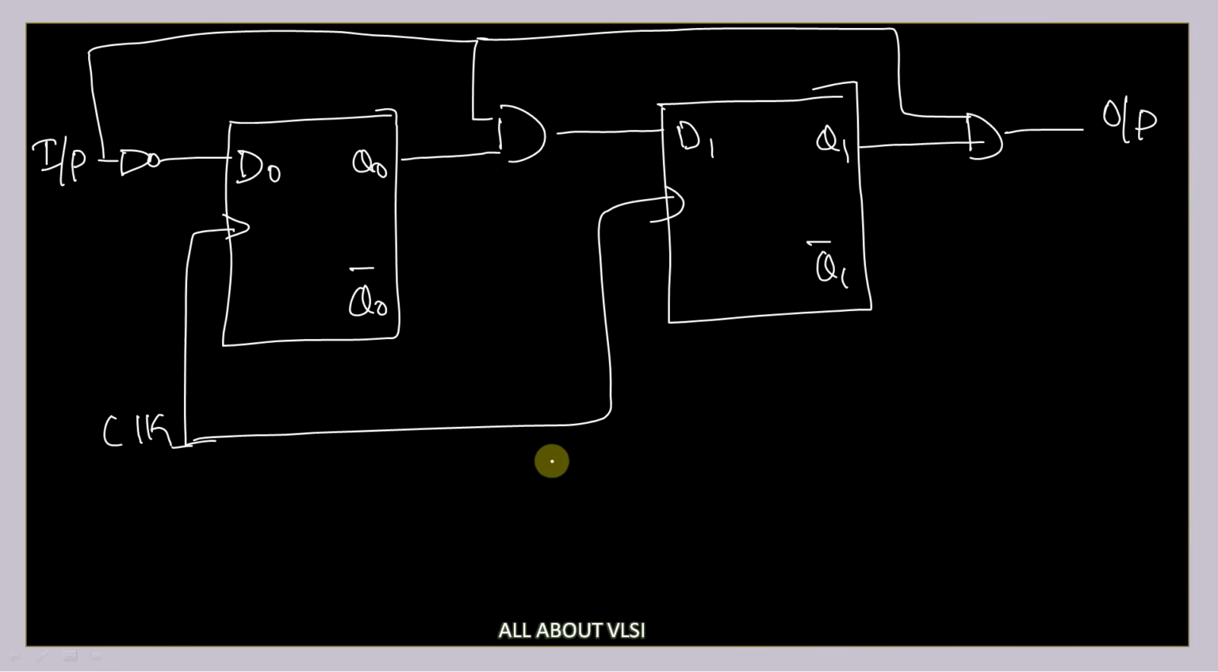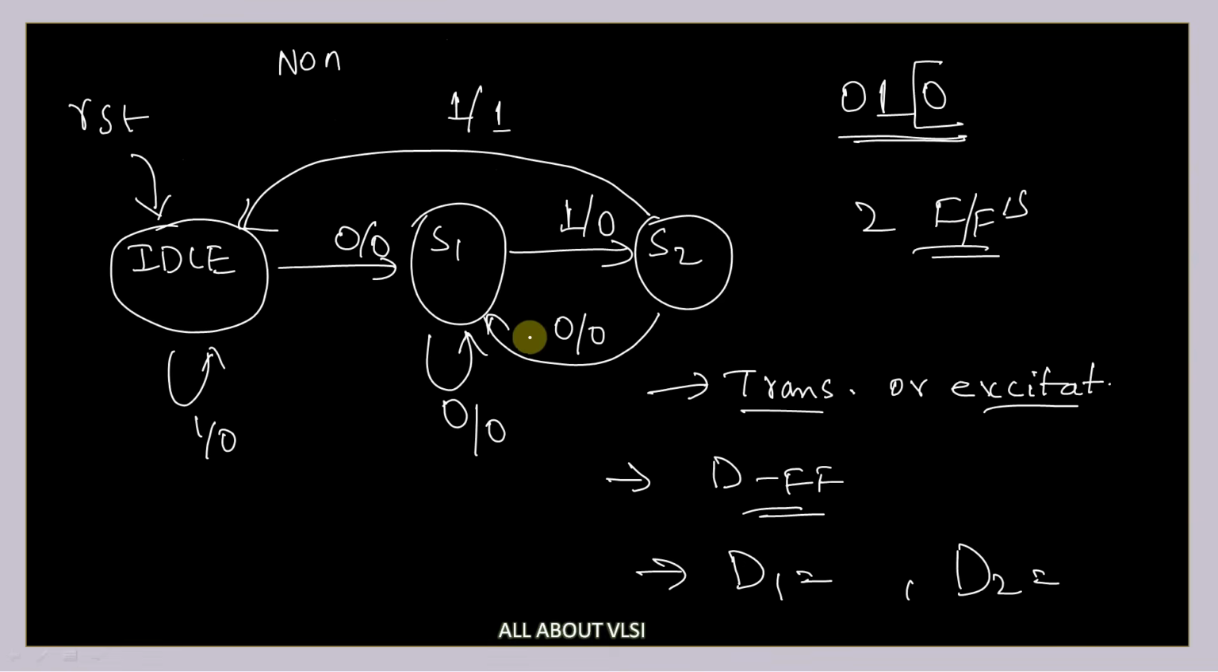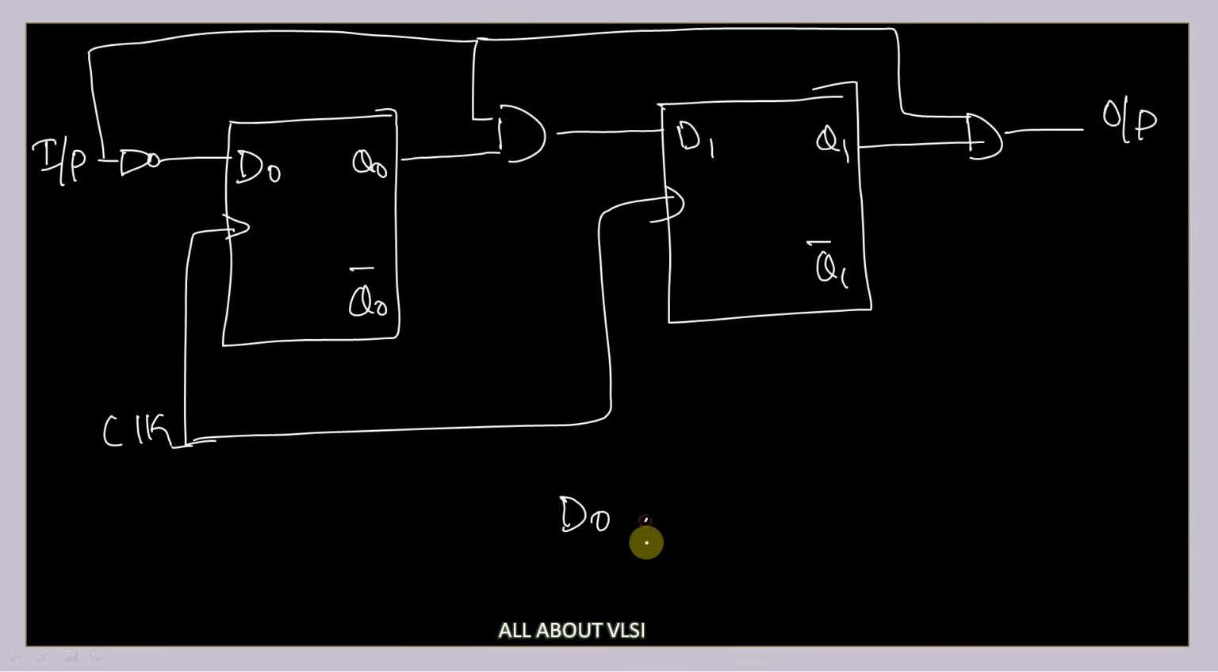How am I drawing the circuit? I'm basically drawing the transition table, and I'm determining the values of my D0 and D1, and from that, using the K-map or by solving, I will get the equations for my D0 and D1, and after getting the equations, I'm going to draw this circuit. You can follow the FSM design steps for designing this.